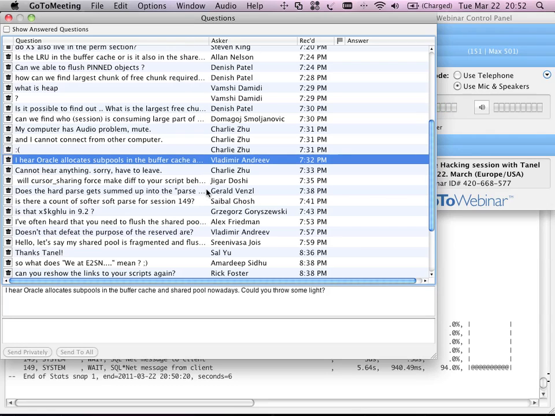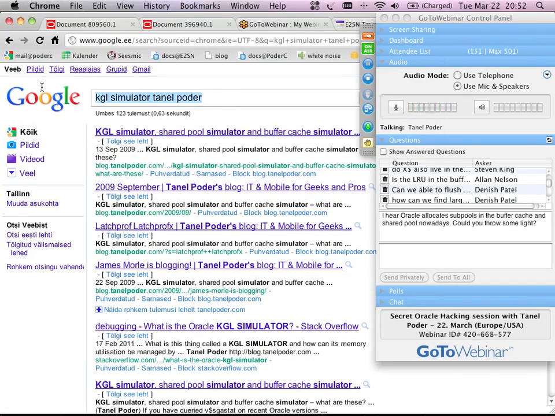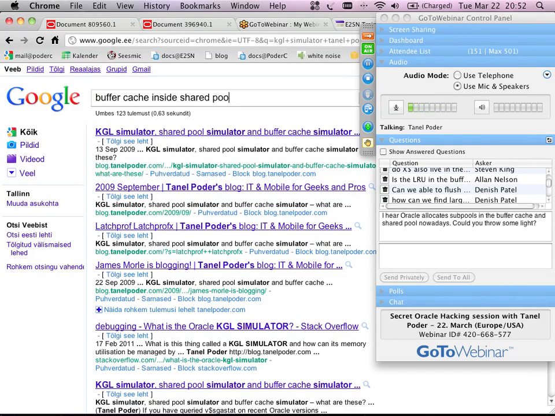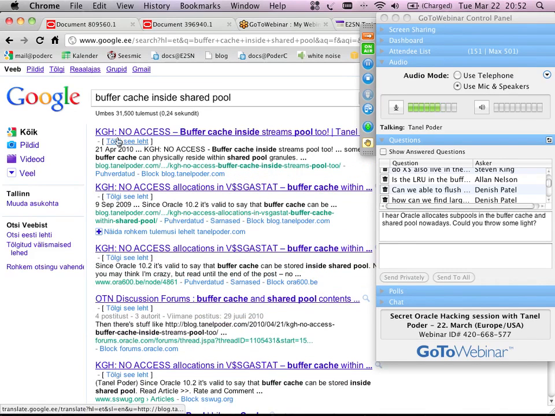One question was, I think this is a topic for some other day, but nowadays you can have buffer cache inside shared pool, right? So you heard it right. Nowadays you can have buffer cache inside shared pool. If you Google for that, you will end up in my blog and you will see this article. And actually you can have it in streams pool as well, as it turned out later.